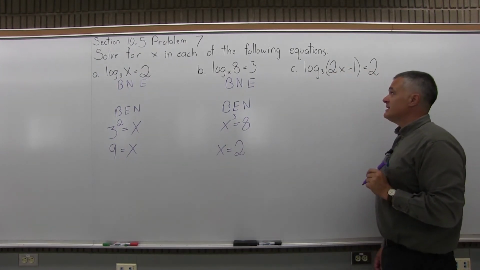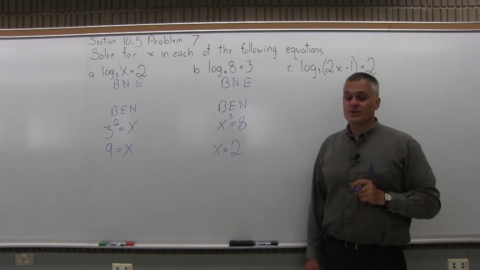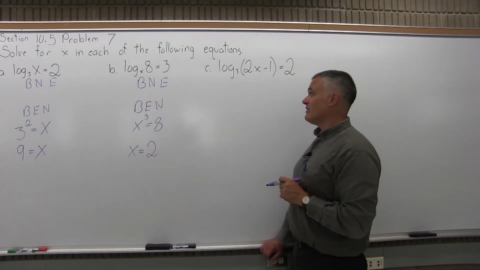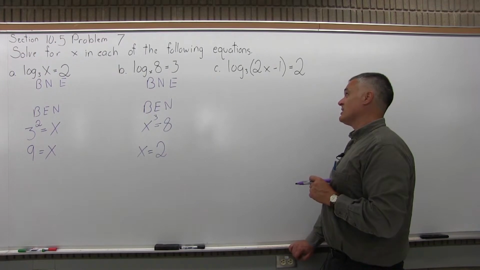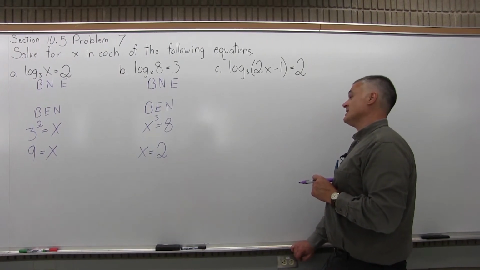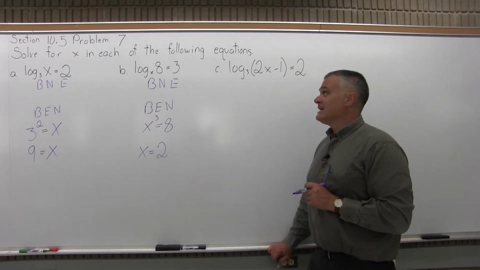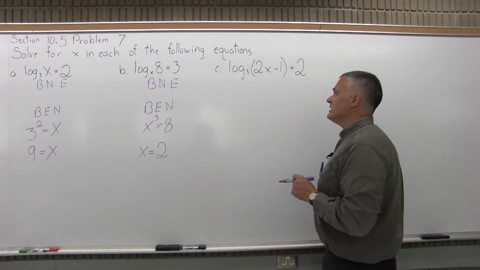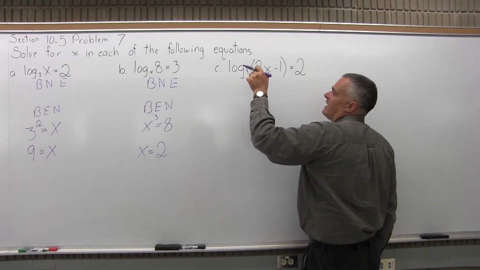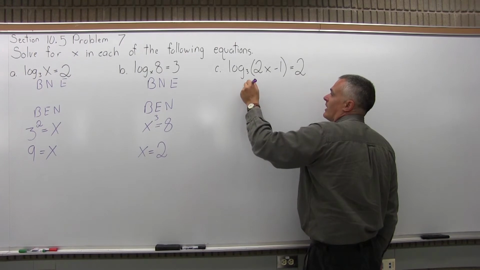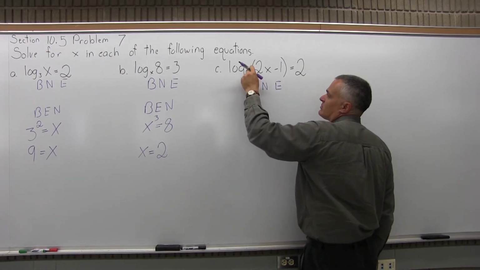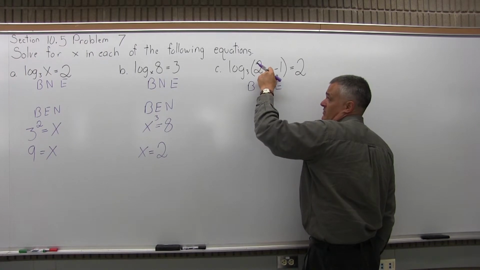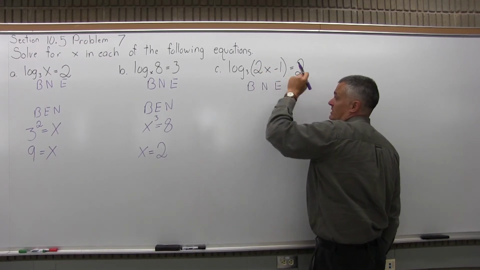And finally, part C. C looks absolutely awful, but it's really not that bad. It says solve for x in the equation log base 3 of, in parentheses, 2 to the x minus 1, close the parentheses, equals 2. That seems bad, but it's really not at all. So, again, in its log form, I write Bene, B-N-E, for base number exponent. The base is 3. The number is that 2x minus 1 that's written in parentheses, and the exponent is 2.